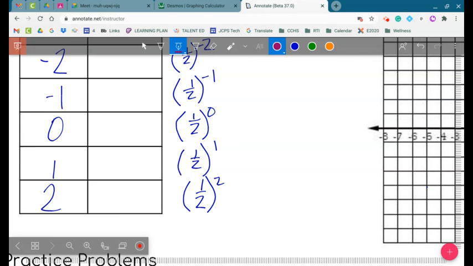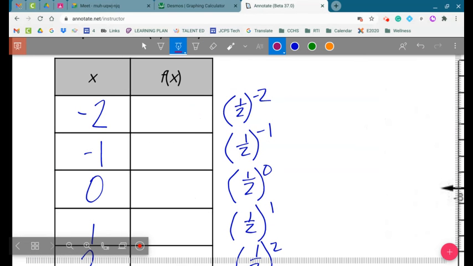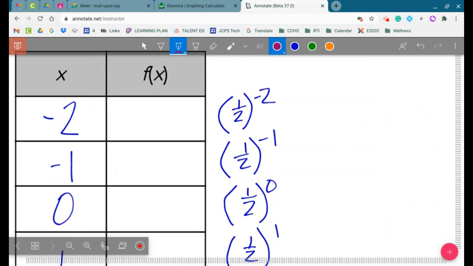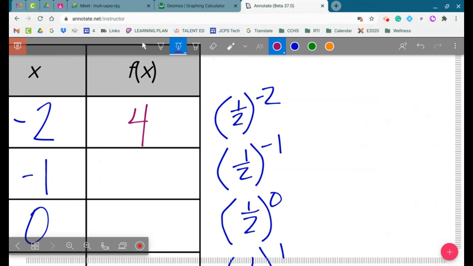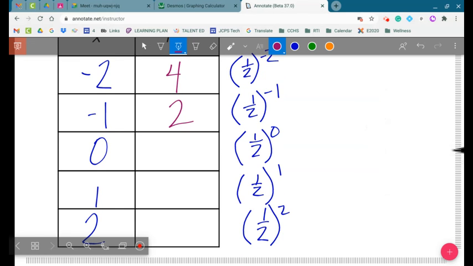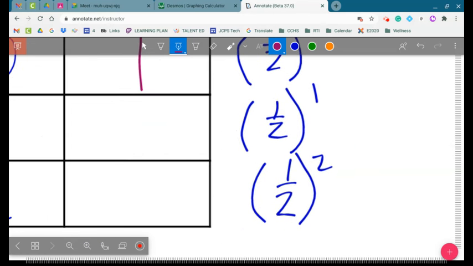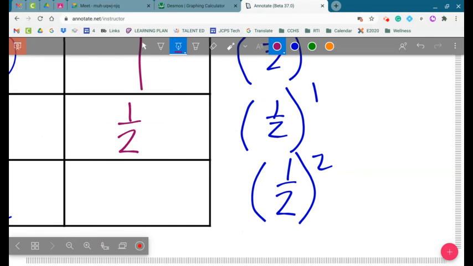And we're going to evaluate each of these. You can also plug these into your calculator once you get it plugged in. 1/2 to the negative second is actually going to be 4 because you have a negative exponent. You flip it and then square it. Next, you're going to have 2 to the first, which is going to be 2. Anything to the 0 power is 1. 1/2 to the first is itself, and 1/2 to the second is 1/4.